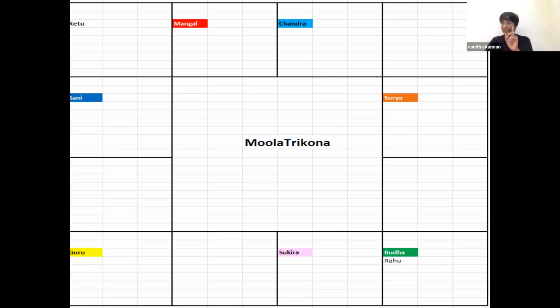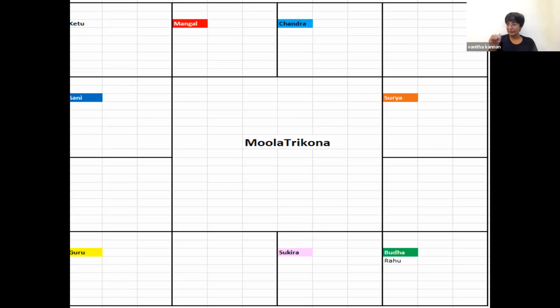Surya, I was wrong. It is in the Simha. I wrongly placed it on the Karkataka. It is in the Simha. I'll change it and give you the PPT. Surya owns the Simha Rasi only, so the Mula Trikona is also on the Simha Rasi. Surya owns only one house, right? That is the Simha Rasi. That becomes the Mula Trikona for the Surya.